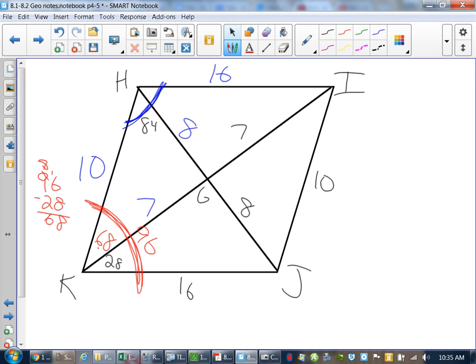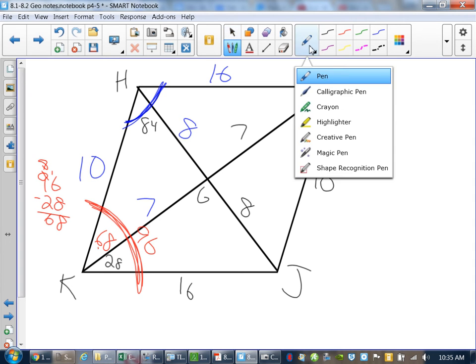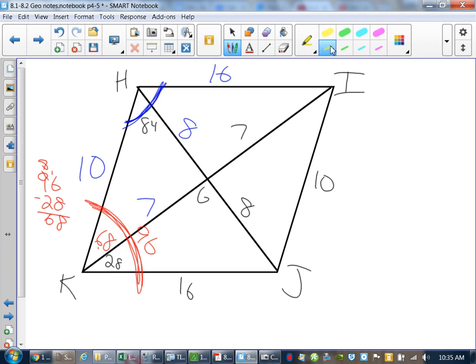Isn't that exactly what you have here? If you go through two parallel lines, transversal. So this is 28. What's on the other side? 68, because the opposite angles have to be the same. So far, so good?